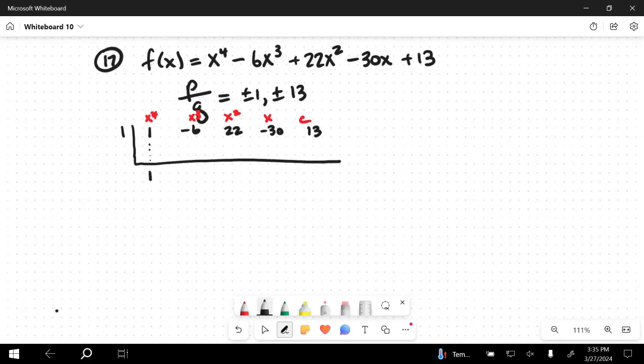Bring the 1 down. We're going to multiply and add down, repeating that across each column. Cool. We found one, and we've had a successful division, and our 4th degree polynomial dropped down to a 3rd degree. Because it was a 4th degree, though, we're going to check it for a repeat root.